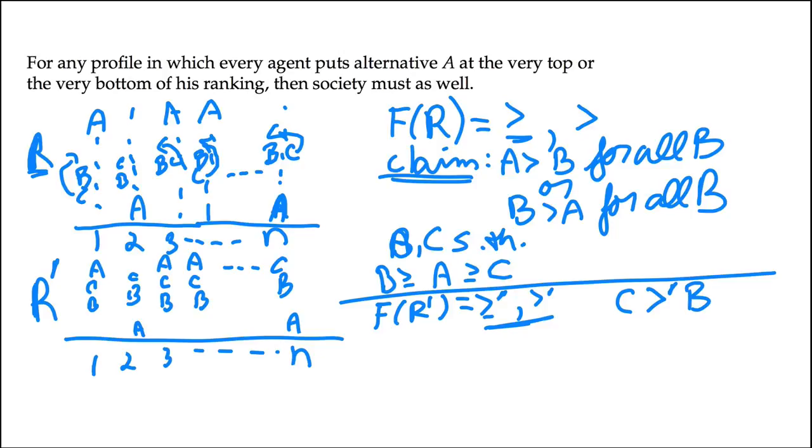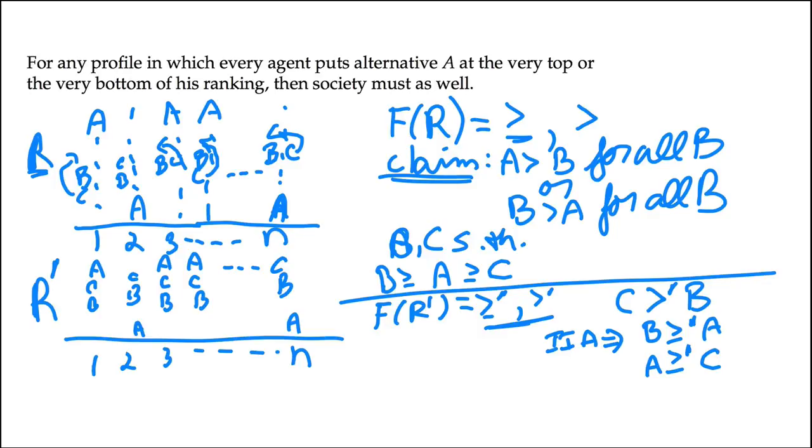Now, a couple things to notice. Note that the relative ranking of A and B and A and C is exactly the same. Since A is either at the very top or the very bottom of everybody's ranking, we've moved B and C around, but we can always do it in such a way that the relative ranking between A and C and A and B remains the same. So by independence of irrelevant alternatives, the ordering between B and A and C has to be the same as it is under R. So IIA gives us that B has to be at least as good as A, and A has to be at least as good as C, according to this ordering.